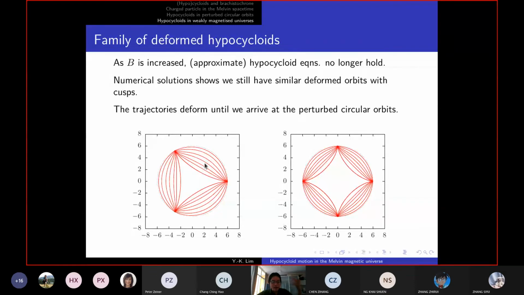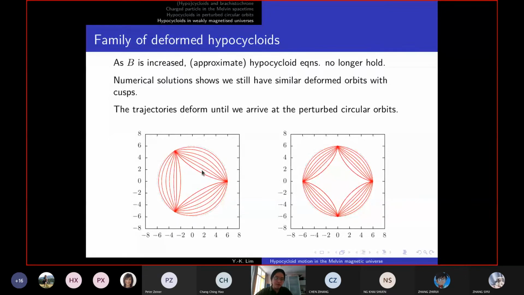Then if I increase higher and higher, I get a particle orbit that is almost like a circle, but not quite. This is actually the perturbed circular orbit. So that means we have a family of curves connecting the two regimes. In the weak field regime, I get a hypocycloid. And in the previous section, when we were looking at the perturbative circular orbit, I have another situation with a cycloid as well.